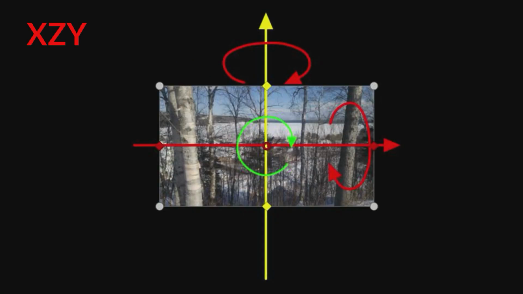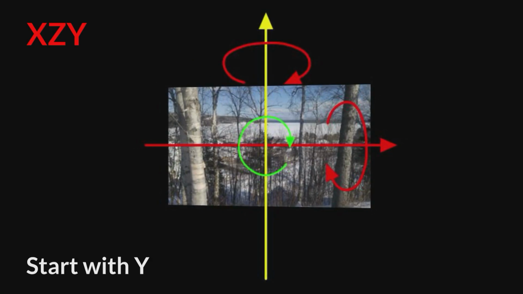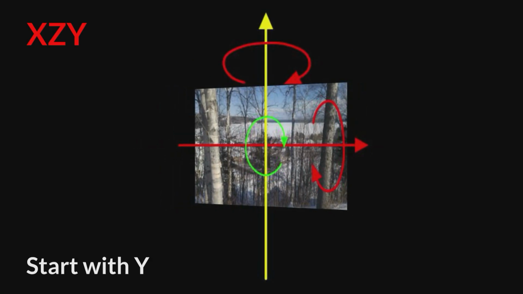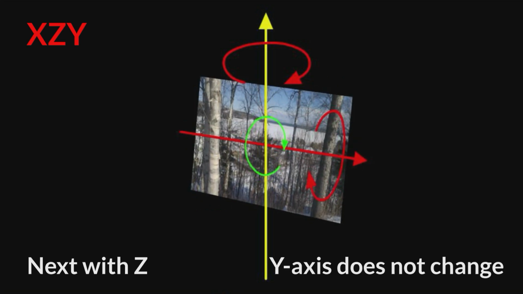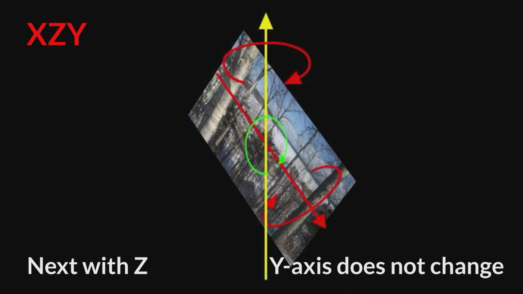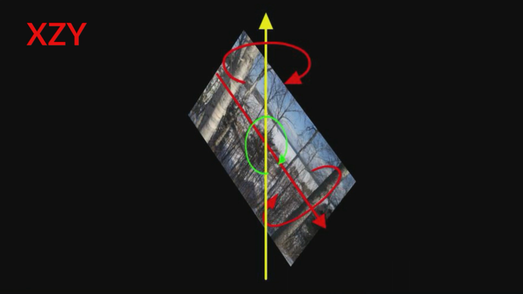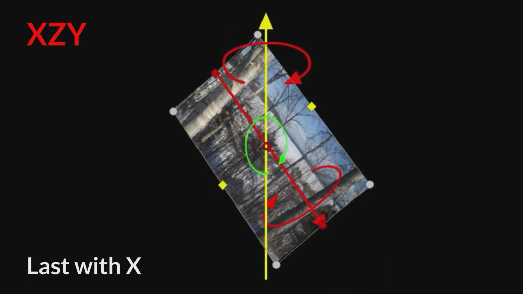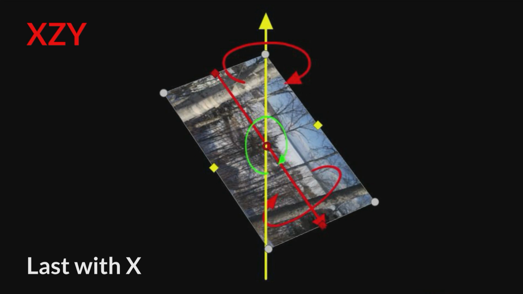For XZY, rotating using Y causes the image and the X and Z axes to rotate. Rotating Z causes the image and the X axis to rotate. Rotating X will rotate the image about the modified X axis, which runs through the red handles.